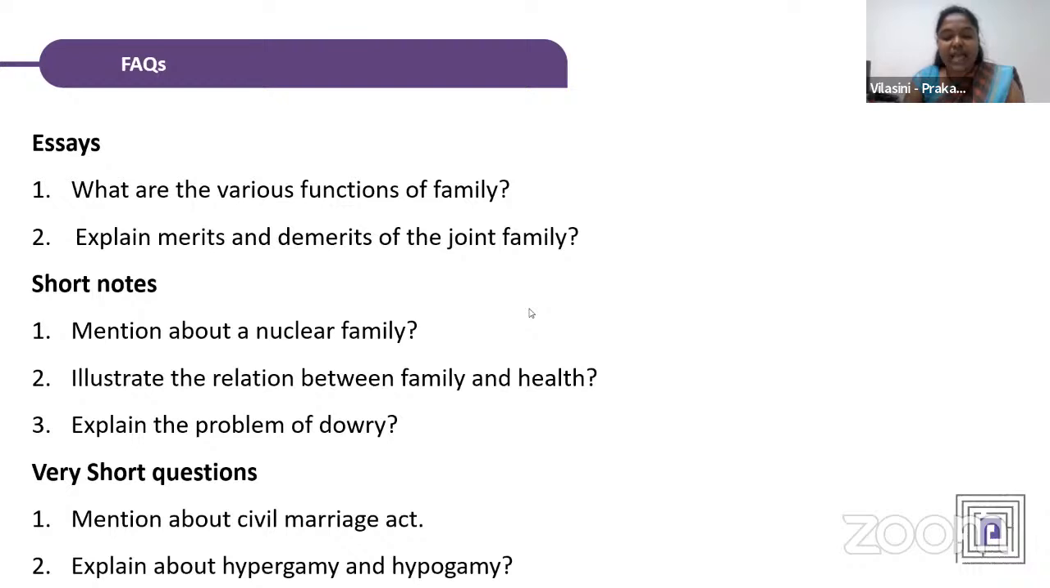Like we have many acts of marriages, and the acts which are given by the government can be elaborated here. The next is explain about hypergamy and hypogamy. Hypergamy is marrying a person above our caste. Hypogamy is marrying a person who is below our caste. That difference you can write here.